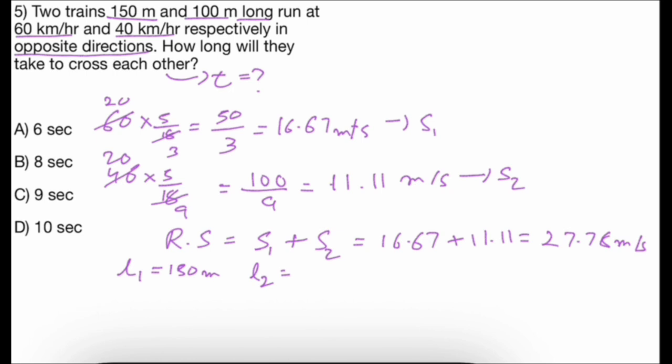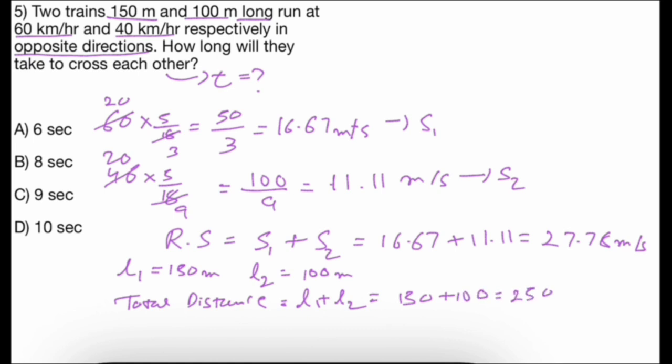Now about distance, it's given that L1 is equal to 150 meter and L2 is equal to 100 meter. To get the total distance, it's L1 plus L2. We add the lengths of those two trains, and we get the total distance: 150 plus 100 is equal to 250.